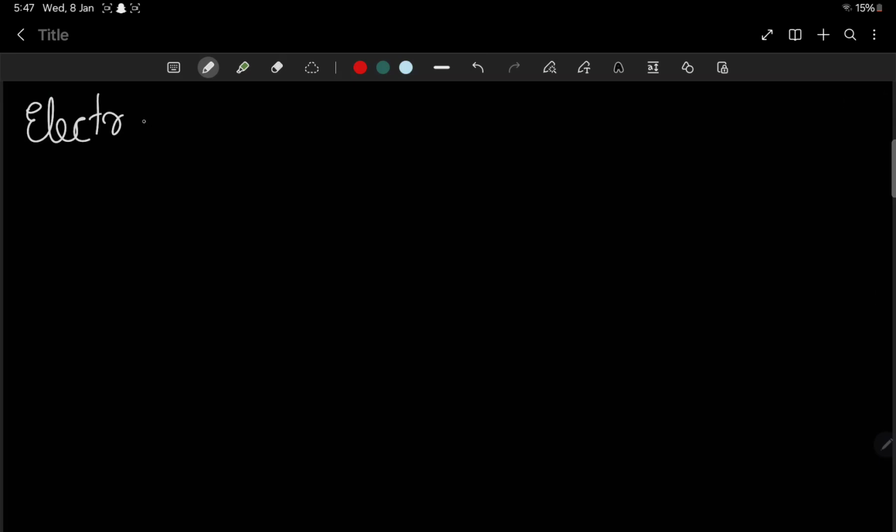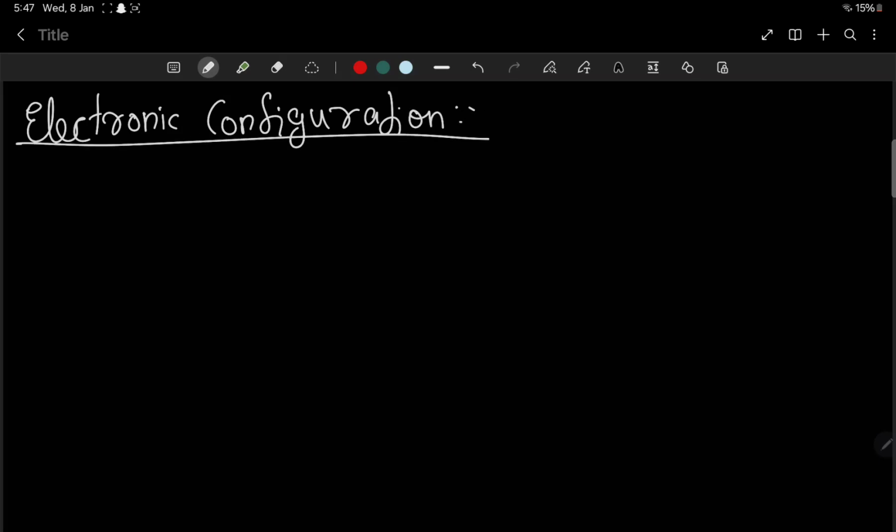Now we have electronic configuration. You should learn the electronic configuration of the first period, that is, starting from scandium. Everything should be by heart. Electronic configuration of scandium, titanium, vanadium, chromium, manganese, iron, cobalt, nickel, copper, zinc. These 10 elements' electronic configuration should be by heart. Okay, so let us write the electronic configuration.